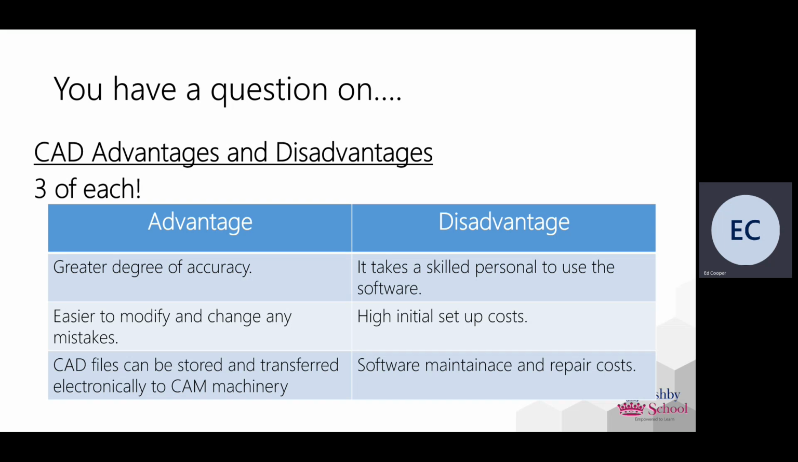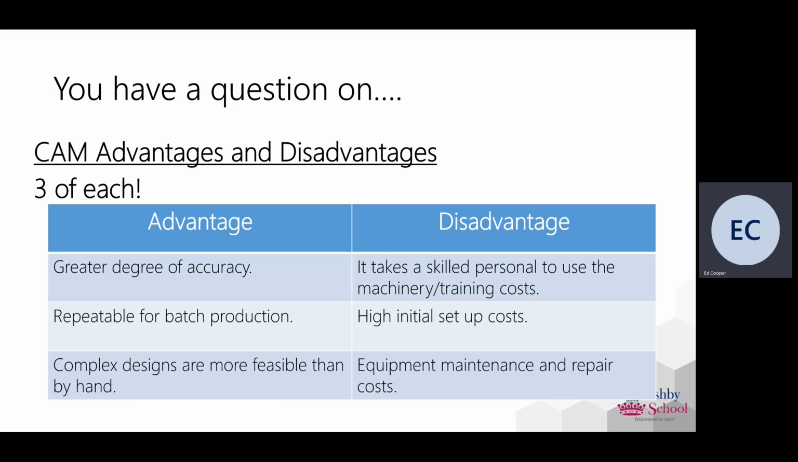If we look at CAM then, again, there's a greater degree of accuracy, so the machine would make it very accurately for you, and that's repeatable, so it can be done time after time. If you're making the same component, it can make it a lot more accurately than you would by hand. Not to say you can't do it by hand, but it would do it repeatably a lot easier for you. Complex designs are more feasible than by hand. If you think about 3D printing, you're doing stuff there that you really can't make by hand, or would be very, very difficult to make by hand.